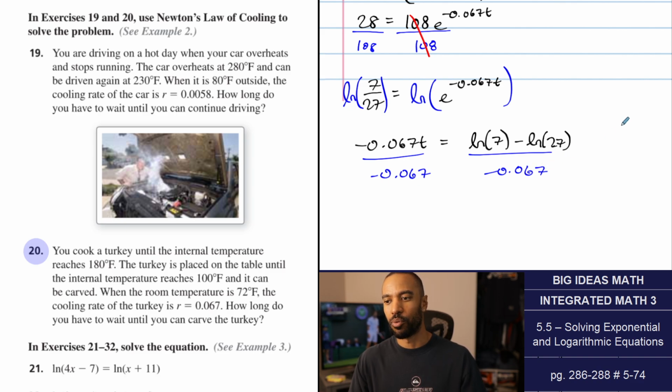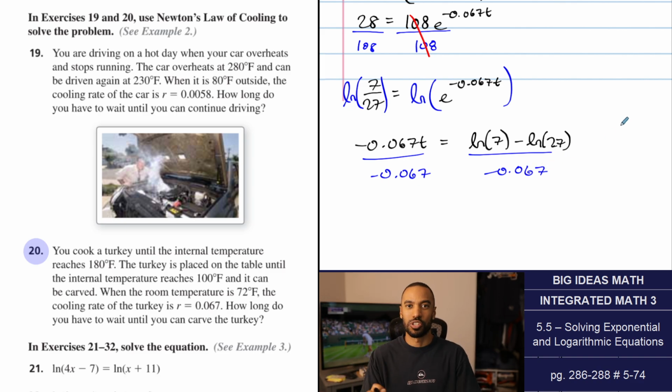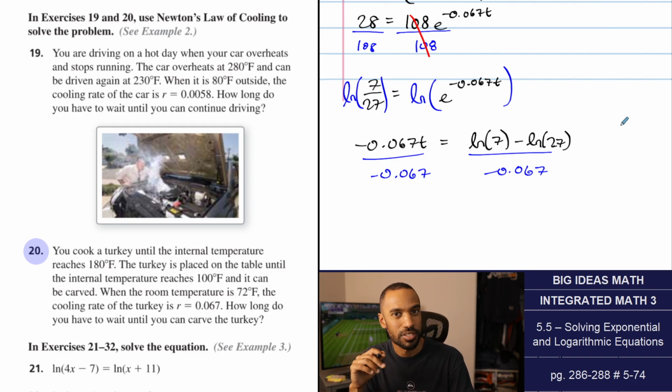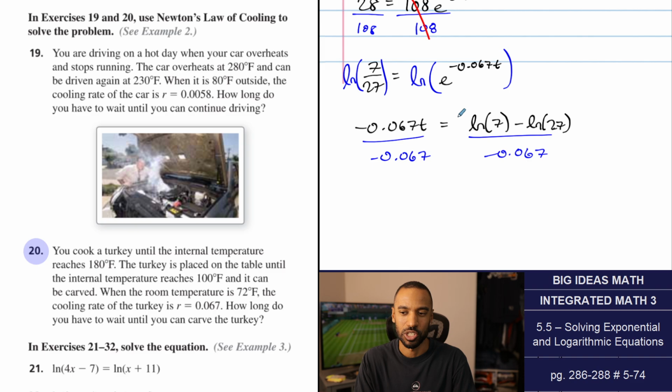It almost seems like 0.067. If it was negative 0.06 repeating, that would be, I think, 2/30ths, but it's probably not exactly that, so I can't leave it exactly like that. So t, I'm going to calculate that. Let's go to the calculator for that one and figure it out. You have to use parentheses around this though. Natural log of 7 minus natural log of 27. Was it 27? Yeah, 27, divided by negative 0.067. So 20.1 minutes. Okay. Cooling time for the turkey.